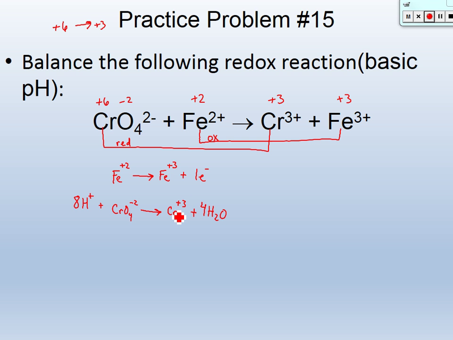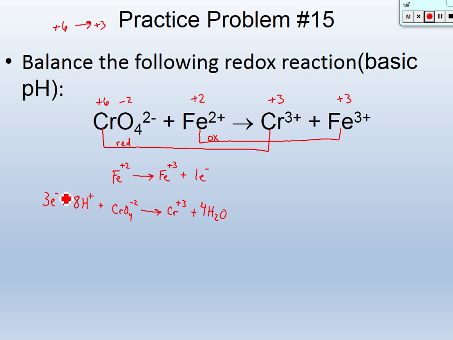Okay. Which side is more positive? Well, the left side's more positive. I've got to add electrons to that side. How many electrons should I add to balance it to +3? And the answer is 3 electrons. Okay. So step 5 is done.